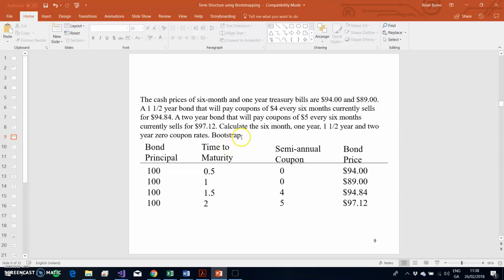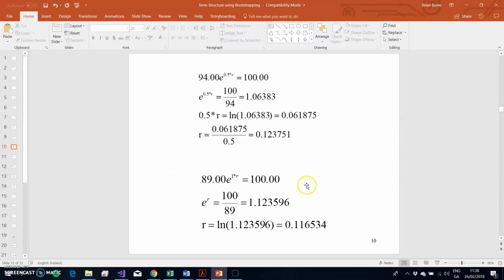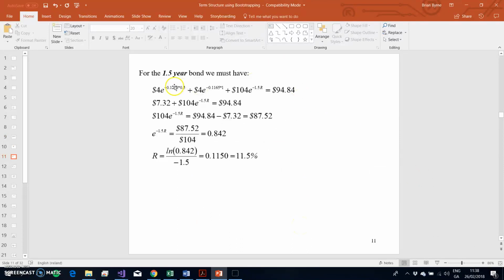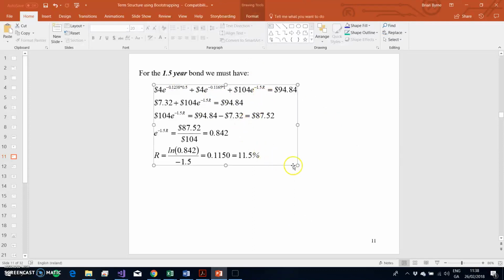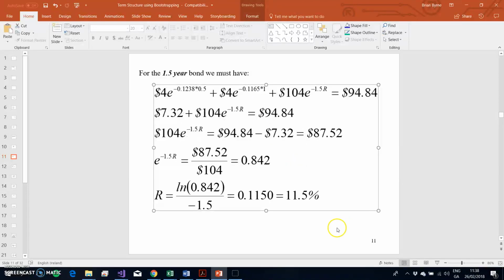So the idea of bootstrapping here when getting the yield curve means we determine the earlier yields, zero coupon yields, and then use those. So we take these rates and we use them here. And that implies then that the only discount factor that's unknown here is this R. Okay, so the only discount factor that's unknown here is this R. And again, we can solve.